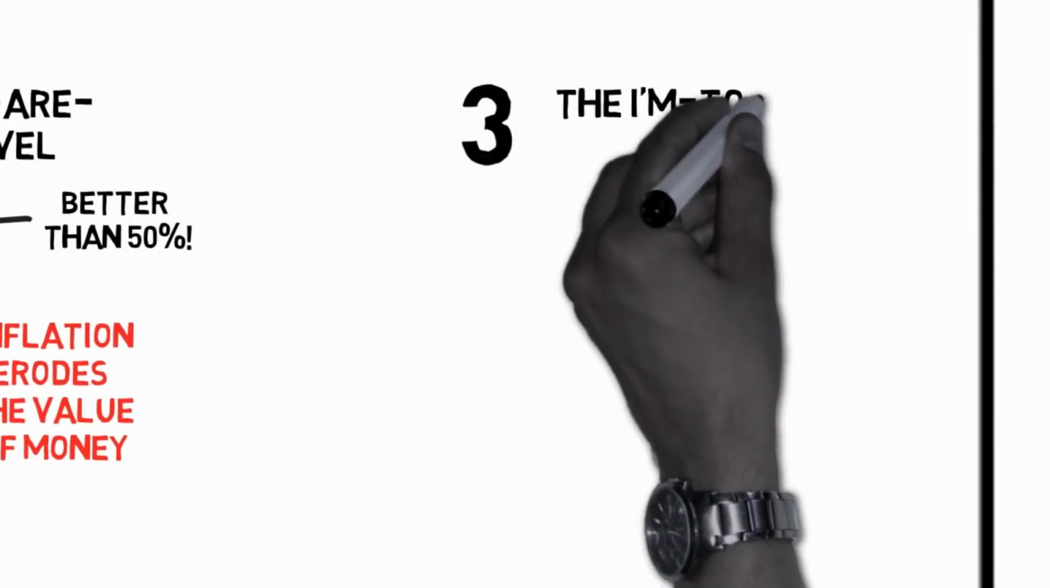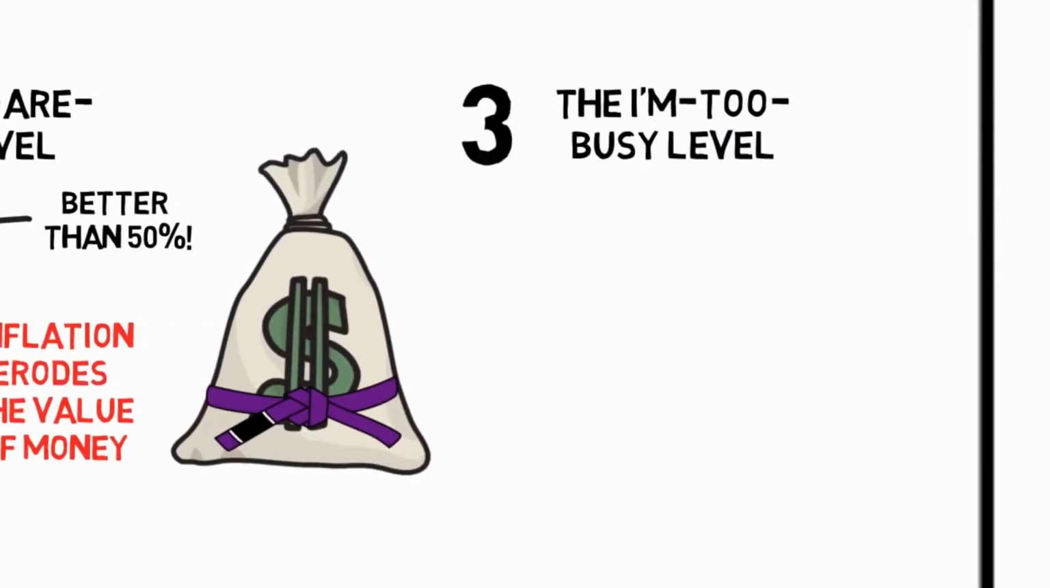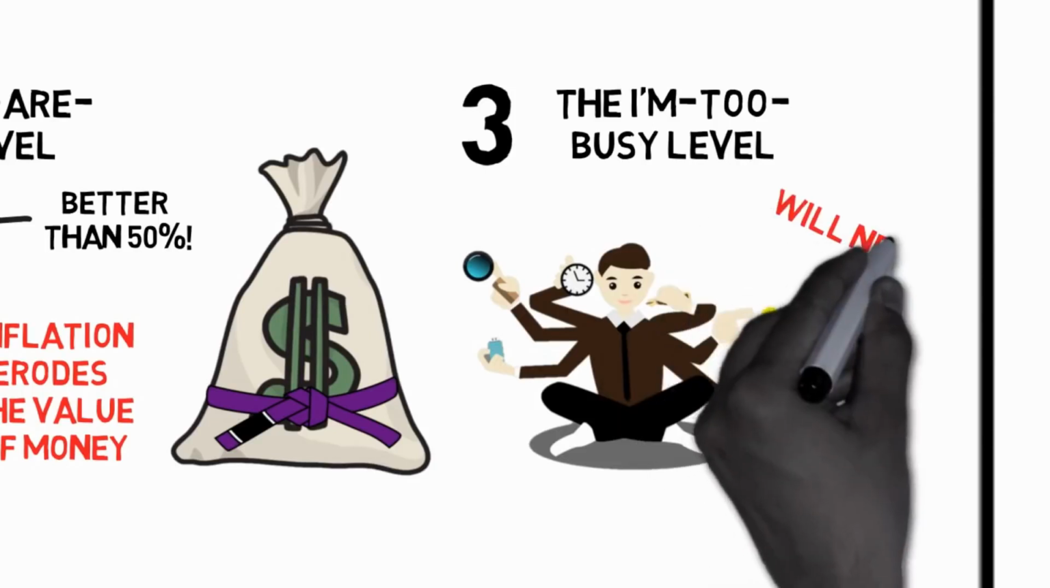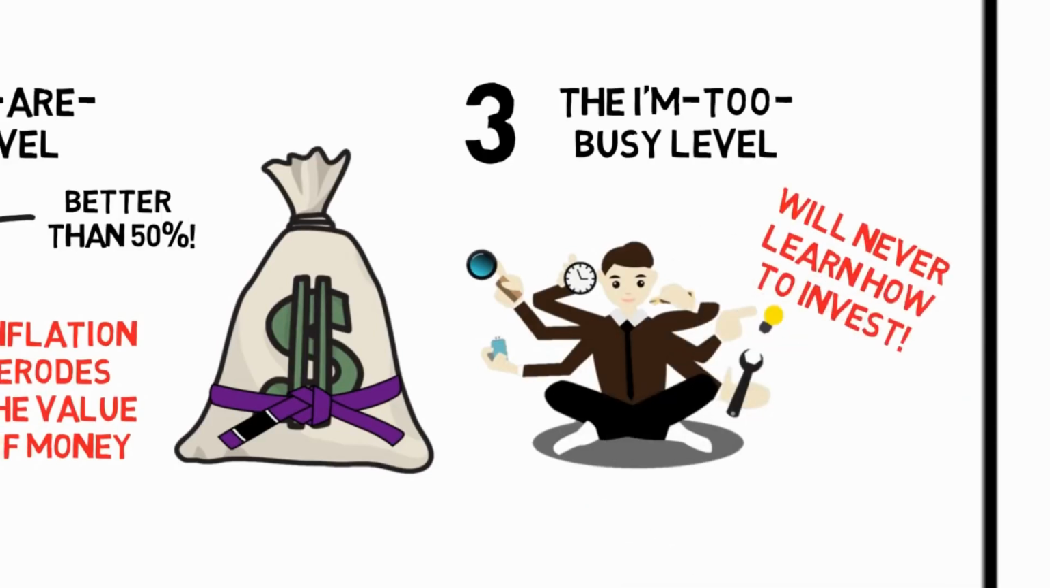3. The I'm too busy level. A lot of people are simply too busy with their careers, family, friends and vacations to dedicate time to investing. They therefore hand over their money to someone else to do it. The problem with this approach is that such a person will never learn how to invest.